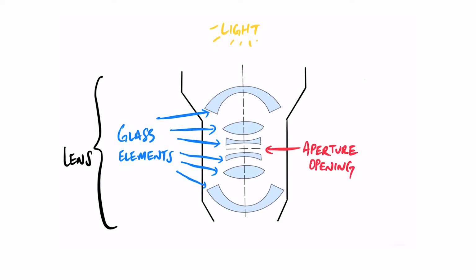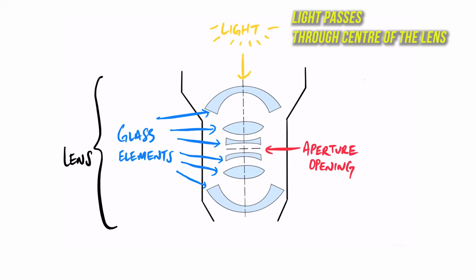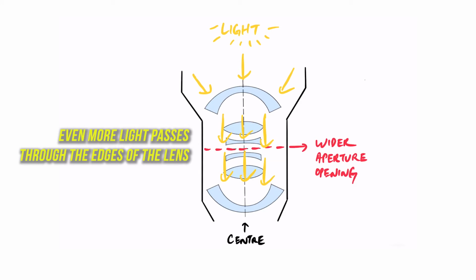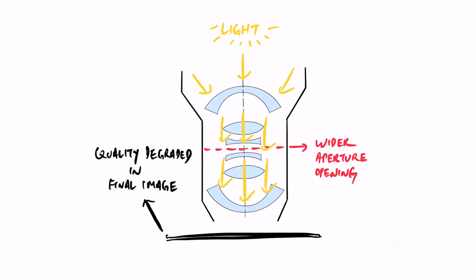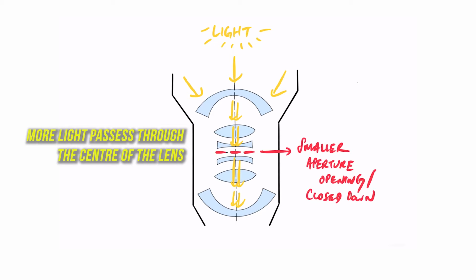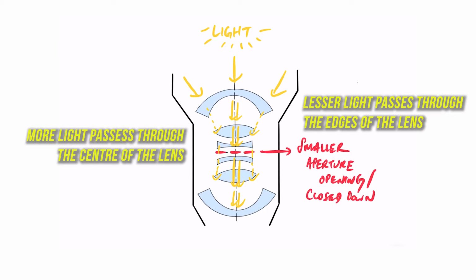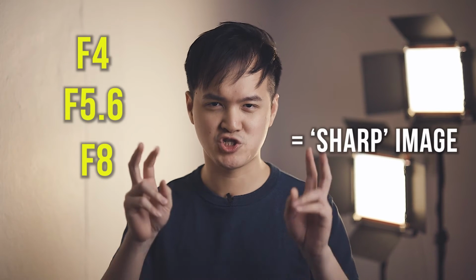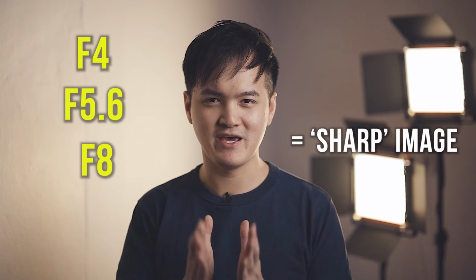Now, as light passes through the lens, it passes through the center and edges of the lens. As the center of the lens is usually designed and manufactured more easily as compared to its edges, the wider the aperture opening, the more light passes through the edge of the lens, which in turn may cause some quality degradation in the image. When the aperture is closed down, more light passes through the center of the lens, while less light passes through the edges, making the image seem sharper, when in fact it is actually a reduction in aberrations. In general, apertures ranging from f4, f5.6 and f8 are good enough to get a sharp image, to block those unwanted lights from the edges of the lenses.